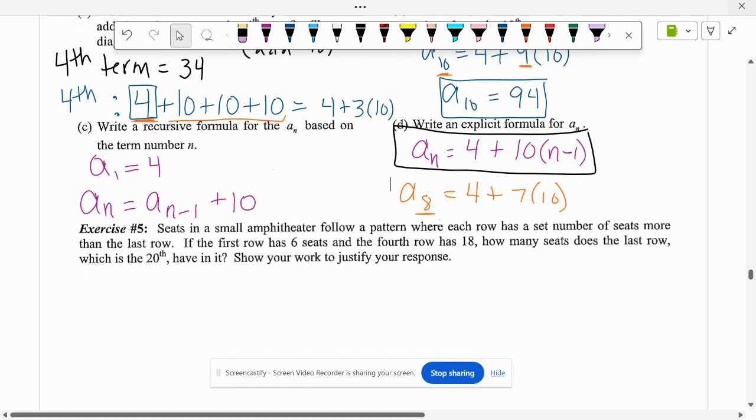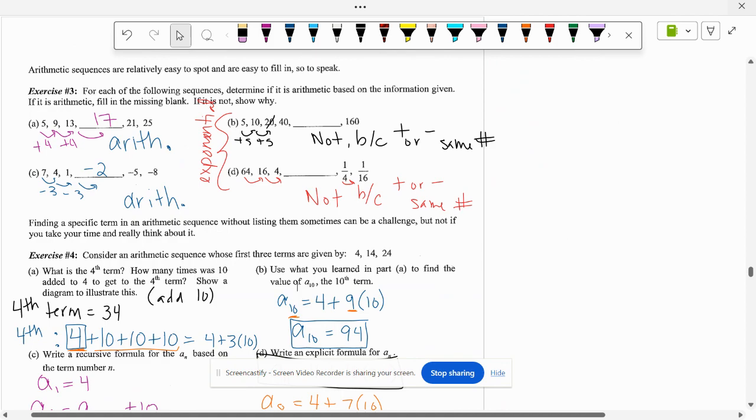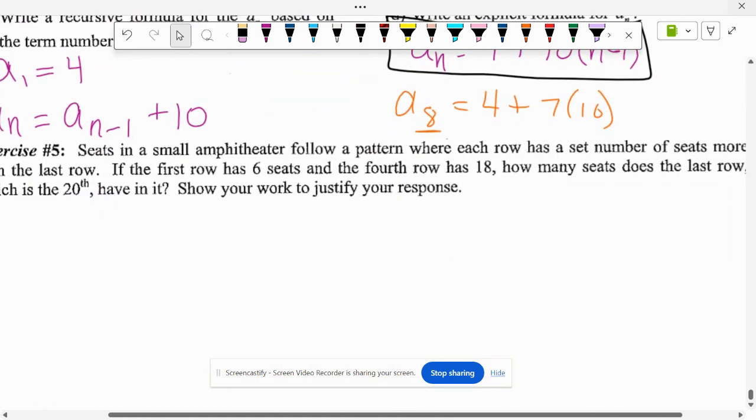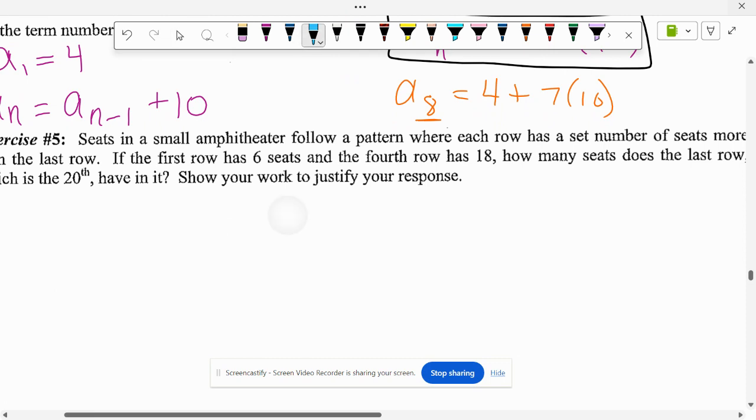All right, seats in a small amphitheater follow a pattern where each row has a set number of seats more than the last row. We have to figure out what that set number of seats is first. It says if the first row has 6 seats, so I'm going to start off with 6, and our 4th row, so we don't know how many are in the 2nd row or in the 3rd row, but the 4th row has 18. How many seats does the last row, which is the 20th, have in it?